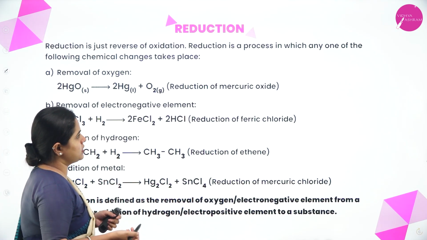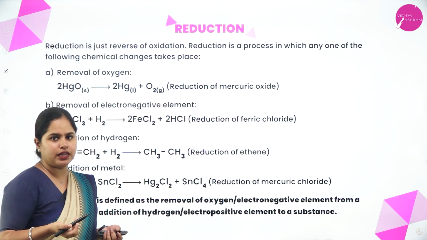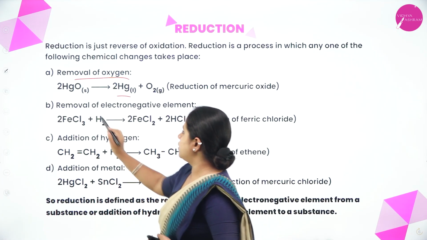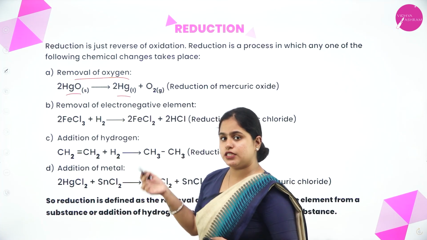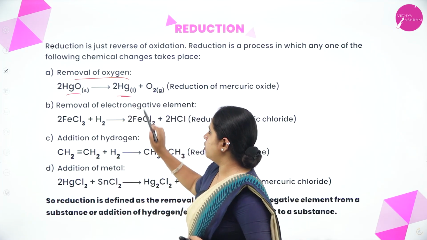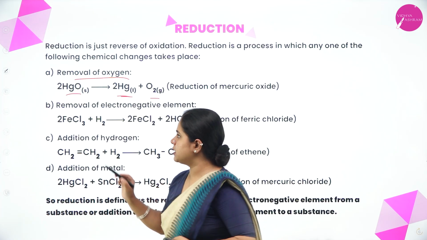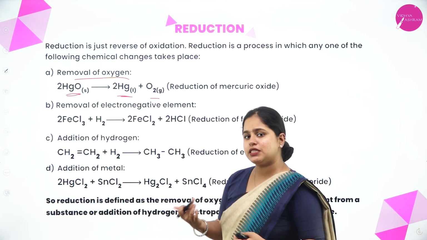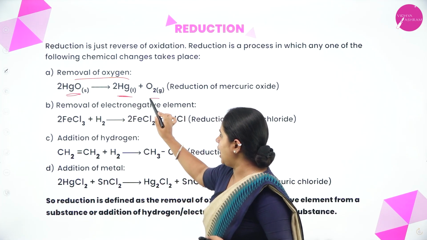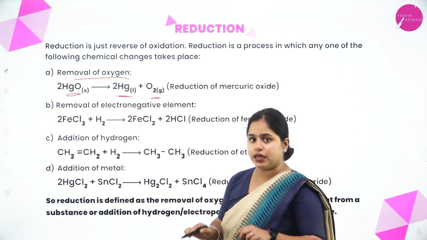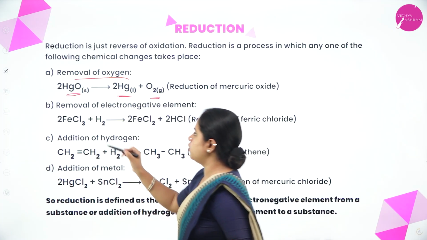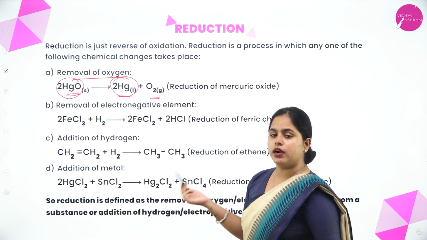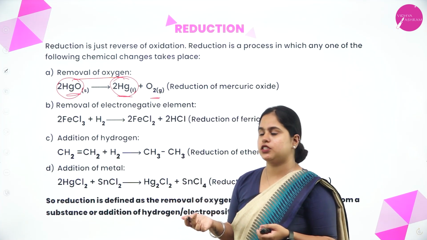So reduction is a process in which any one of the following reactions will take place. Let's see. First one is removal of oxygen. The first example you can see is mercuric oxide, HgO, which dissociates into mercury and oxygen, Hg and O2. So what is happening here? There is a removal of oxygen. It was with oxygen and here the oxygen is being removed. So there is reduction of mercury taking place.